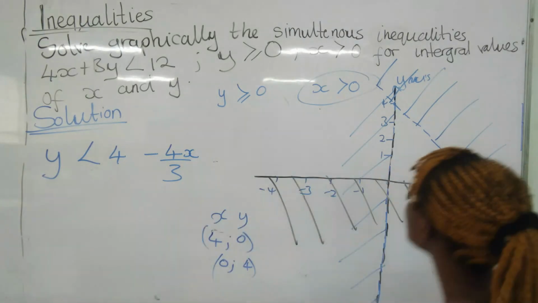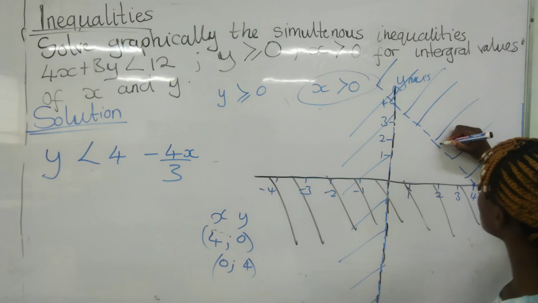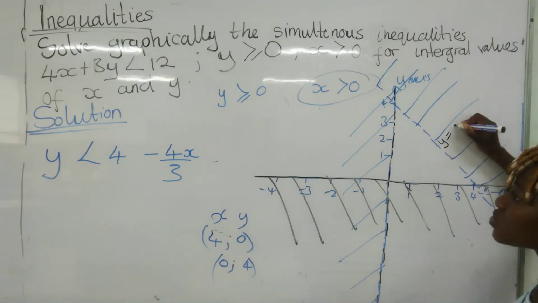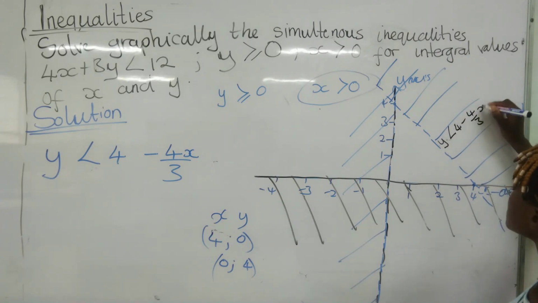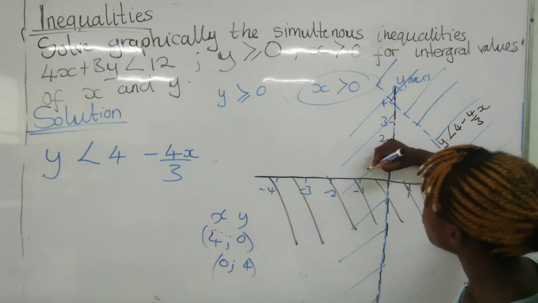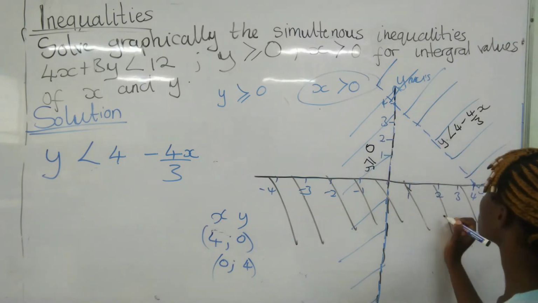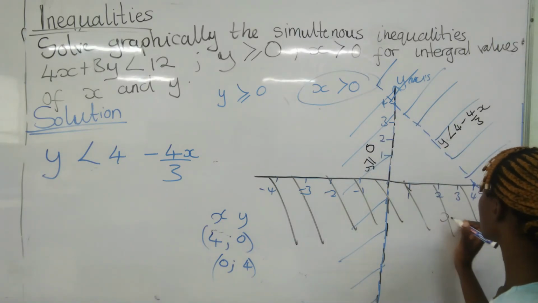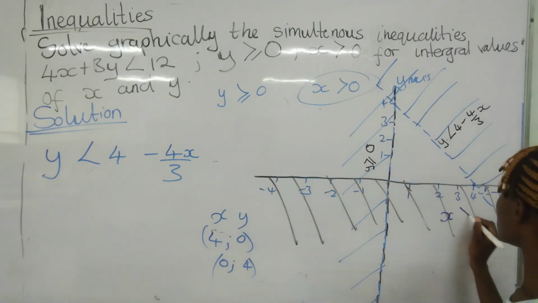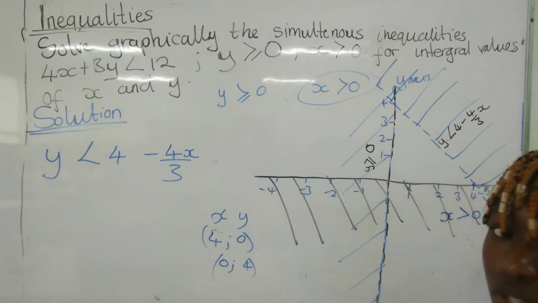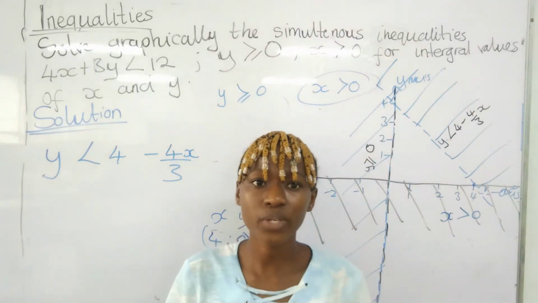But remember that as you draw the graph, you also have to label your lines. I wasn't labeling, so for this one it's going to be y is less than 4 minus 4 over 3x. This one was y is greater than or equal to 0. For this one, it is going to be x is greater than 0. Okay, so that's it for solving inequalities with graphs.